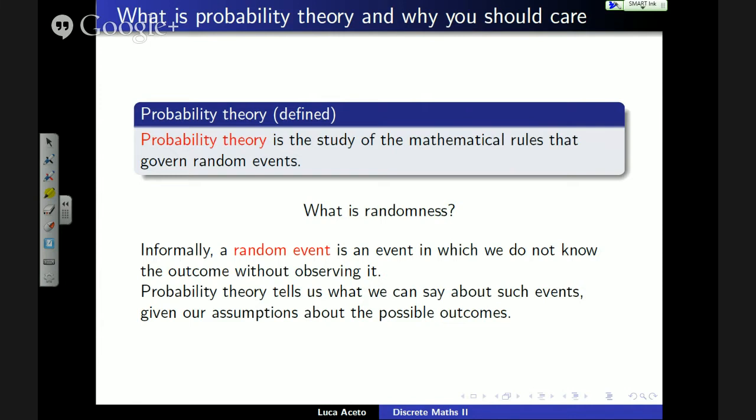In fact, computer scientists are masters of randomness, or what we actually tend to call pseudo-randomness, because, well, we generate random numbers, but we do so by means of algorithms which are not really random in any way. We simulate randomness.